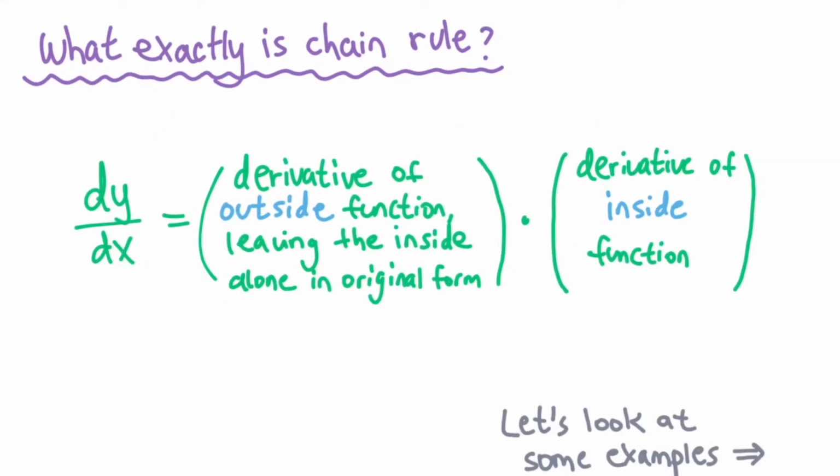So here we go. What exactly is chain rule? And that's a great question, right? So if you're taking a derivative of a composite function, the chain rule applies, right? And that's when you do the derivative of the outside function, leaving the inside completely alone in its original form, multiplied by the derivative of the inside function, right? That still might sound a little bit weird or confusing, so let's go ahead and look at some examples.